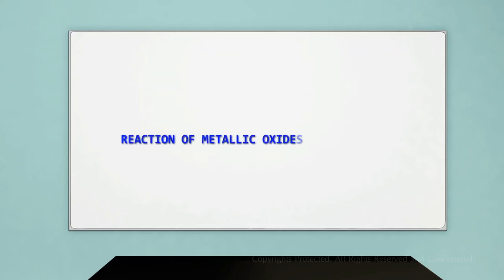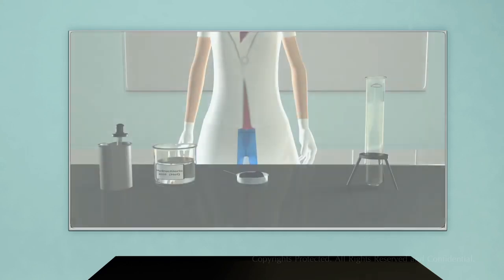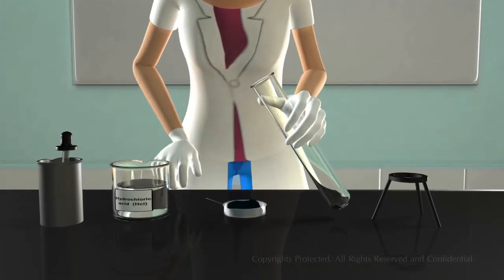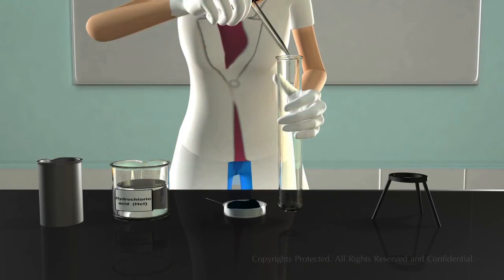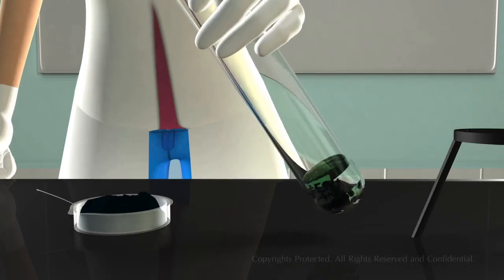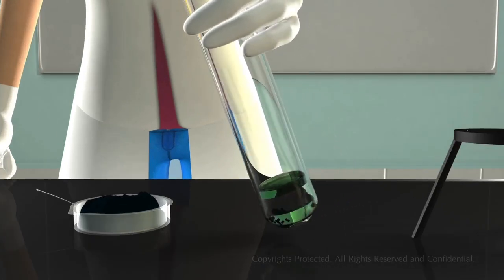Reaction of metallic oxides with acids. Take a small amount of copper oxide in a test tube, add some dilute hydrochloric acid, and stir it slowly. We see that the solution becomes blue-green in color. It is due to the formation of copper chloride in the reaction. In general, metal oxides react with acids, forming salt and water.